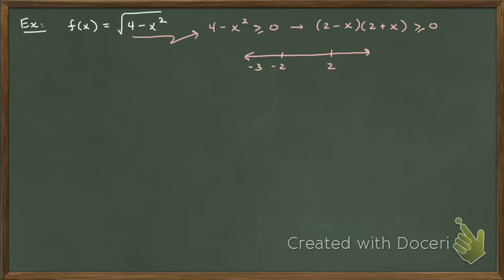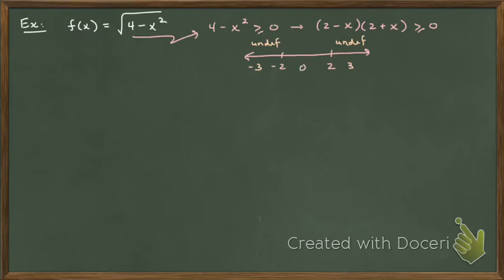I can't have a negative under my radical. My function is undefined for anything less than negative 2. The same thing can be said for anything greater than positive 2, right? I would test the same type of value, 3 out there. 4 minus 3 squared is negative, and under the radical, that's no good. My function's undefined for anything to the right of 2.